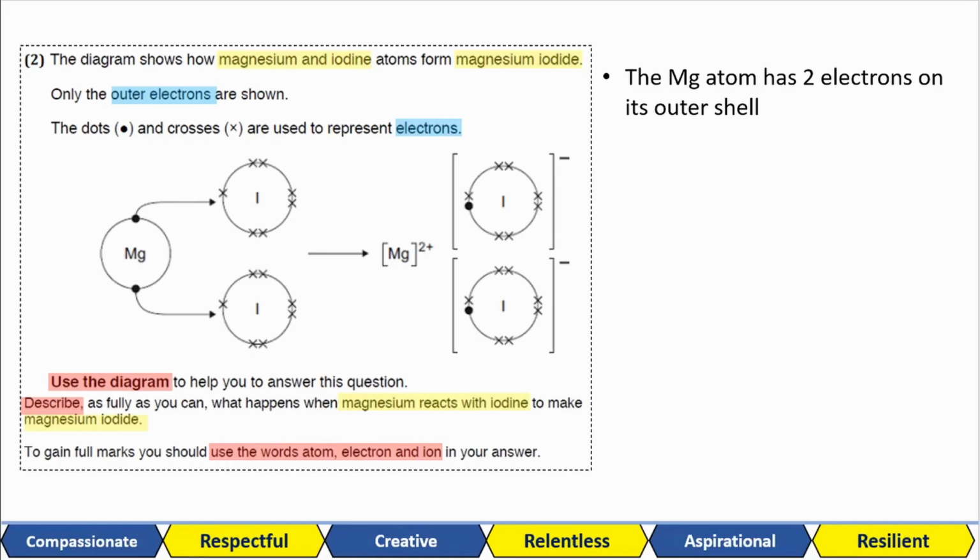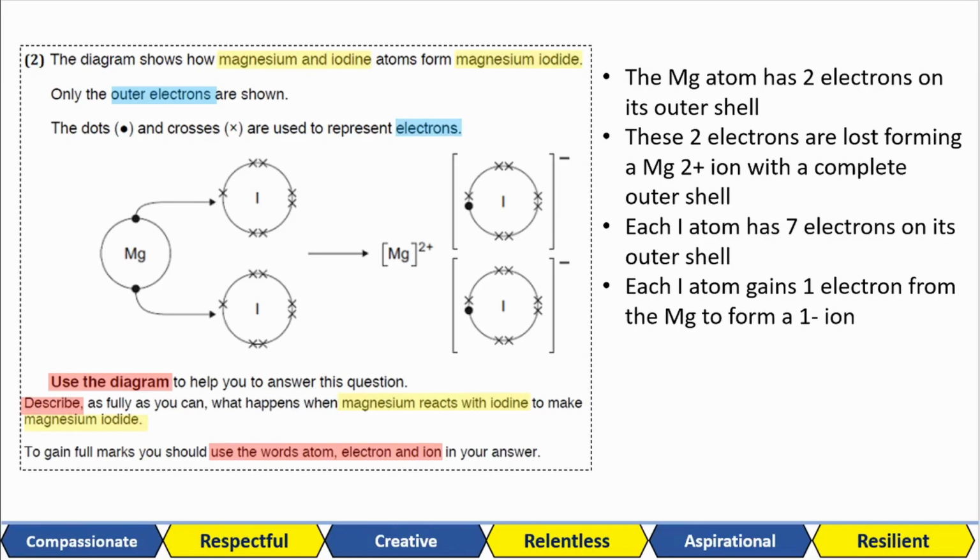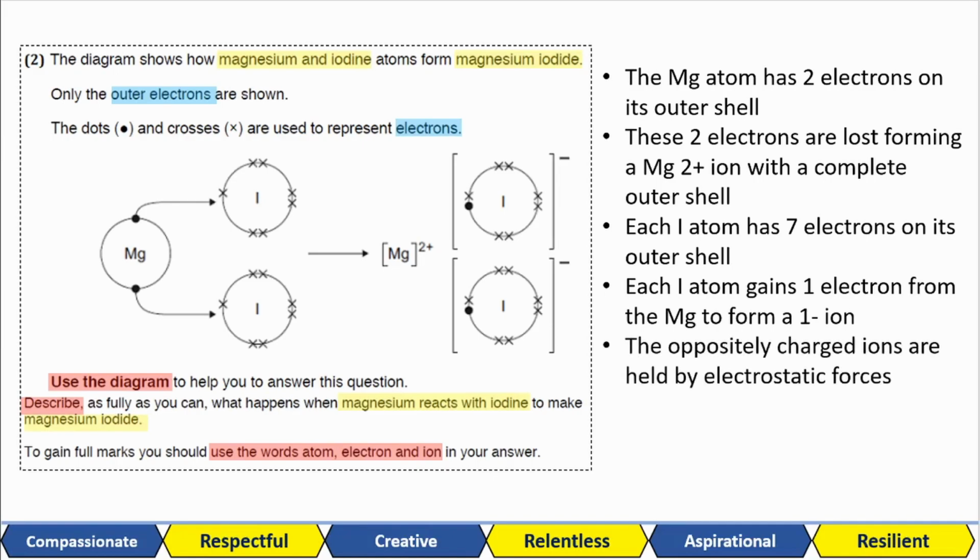The magnesium atom has 2 electrons on its outer shell. These 2 electrons are lost to form a magnesium 2+ ion with a complete outer shell. Each iodine atom has 7 electrons in its outer shell. Each iodine atom gains 1 electron from the magnesium to form a -1 ion. The oppositely charged ions are held together by electrostatic forces, acting in all directions, forming a giant ionic lattice structure.